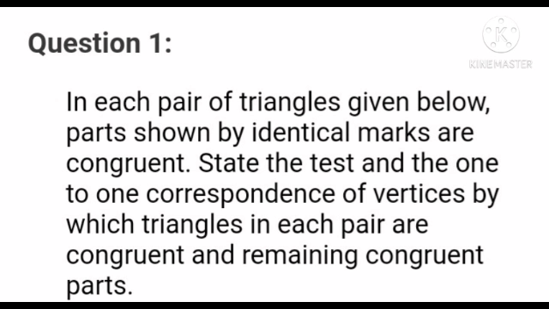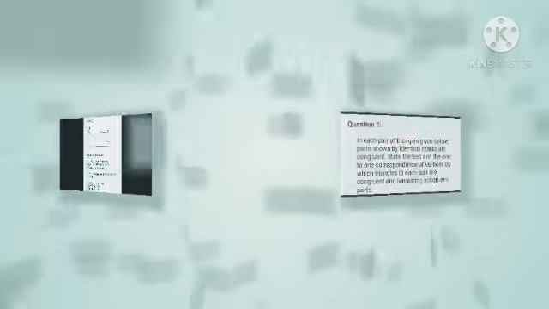Practice set 13.2. Question number 1. In each pair of triangles given below, parts shown by identical marks are congruent. State the test and one-to-one correspondence of vertices by which triangles in each pair are congruent and the remaining congruent parts.